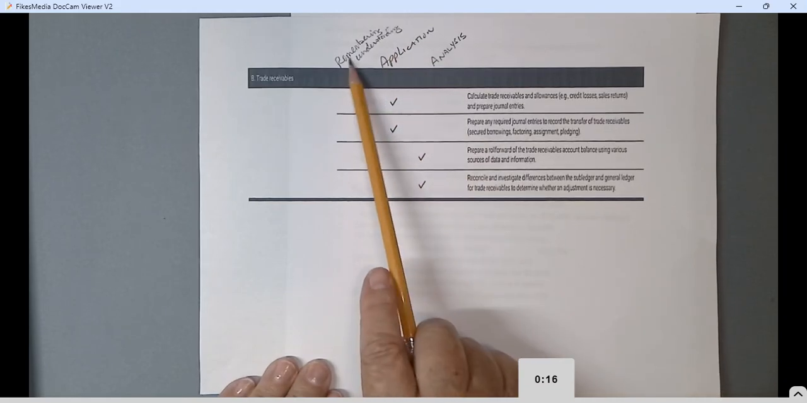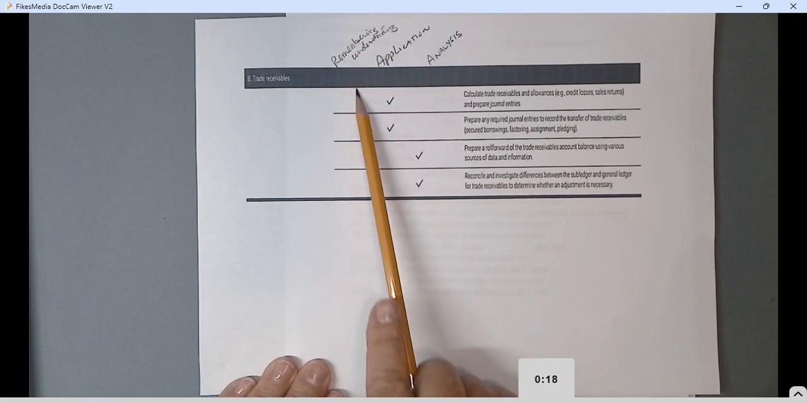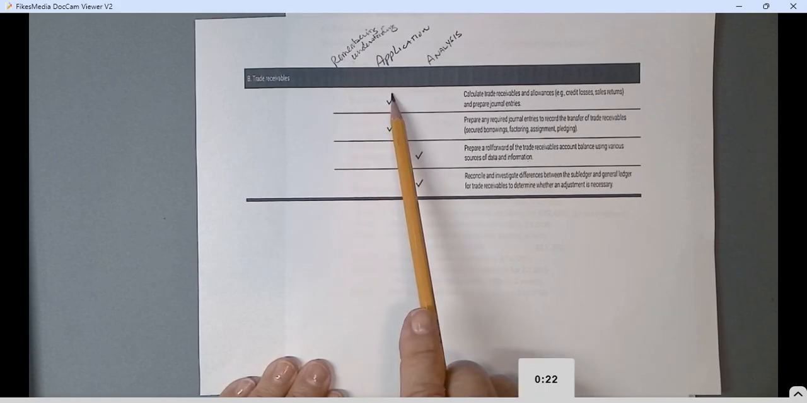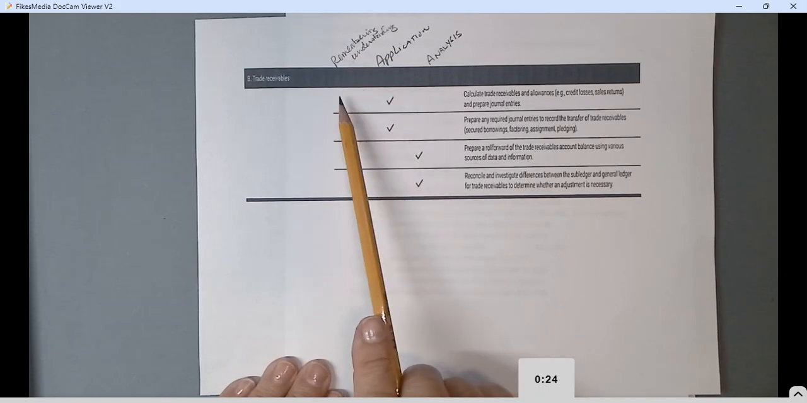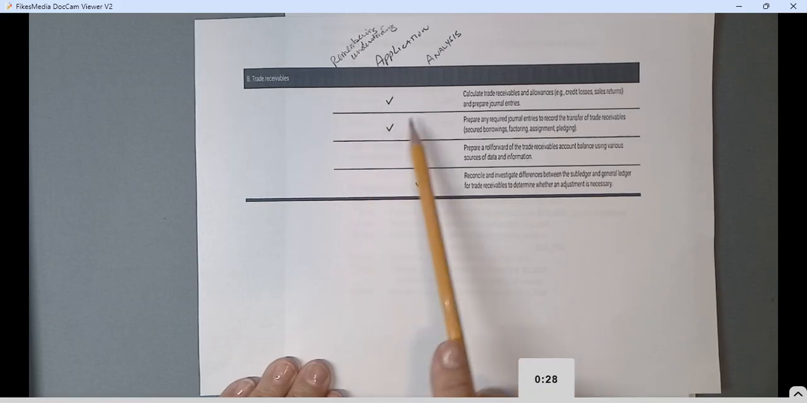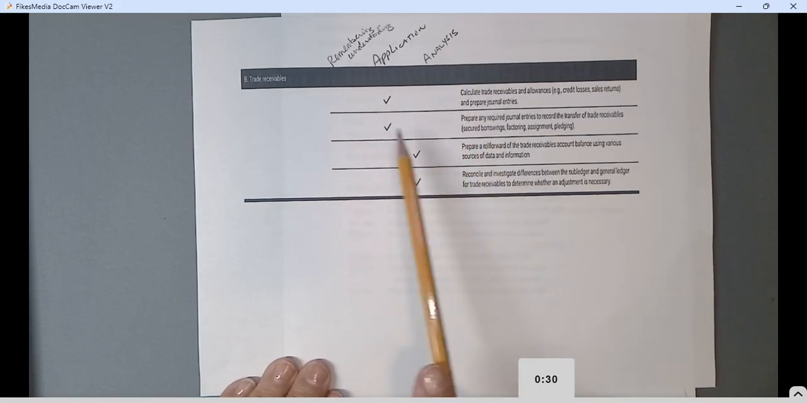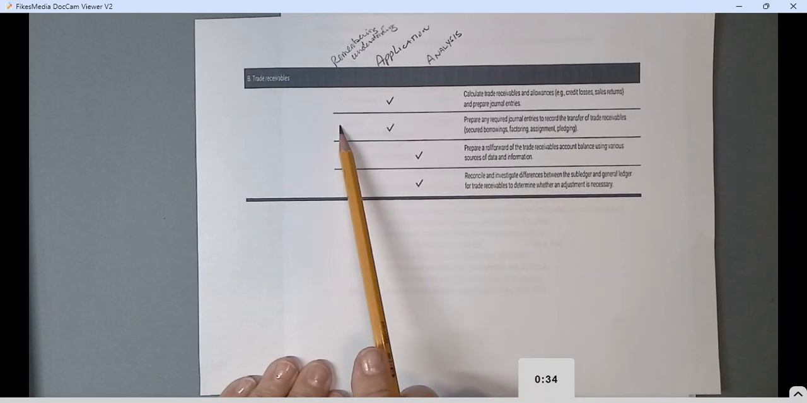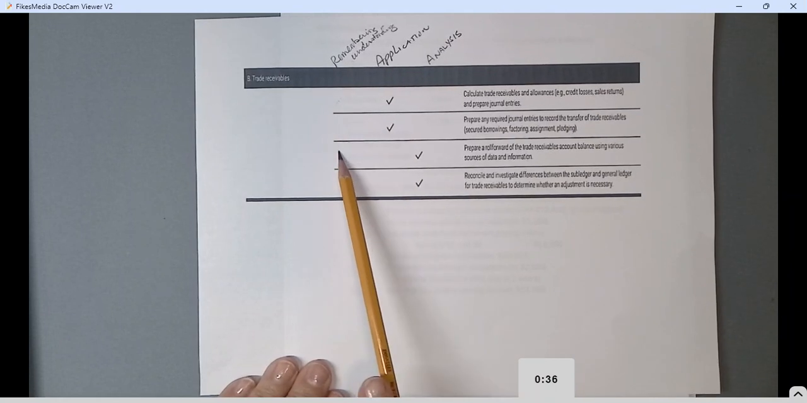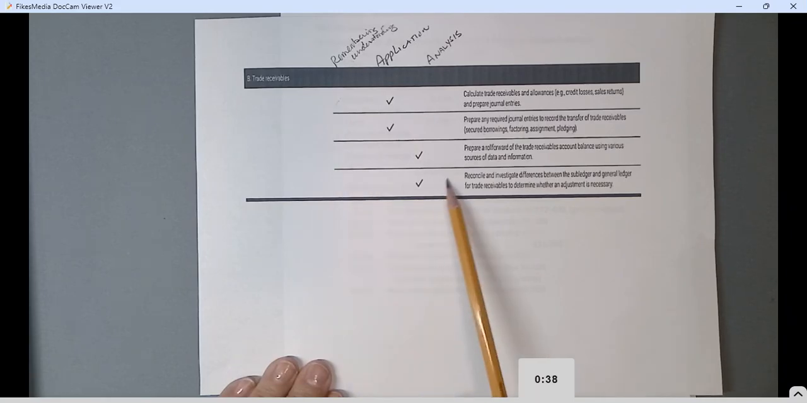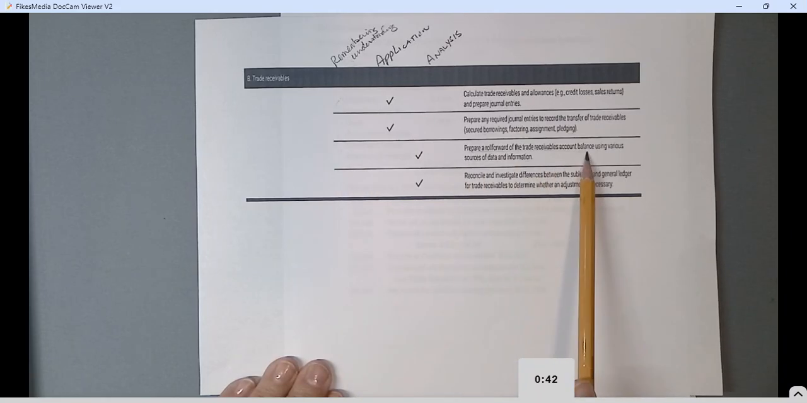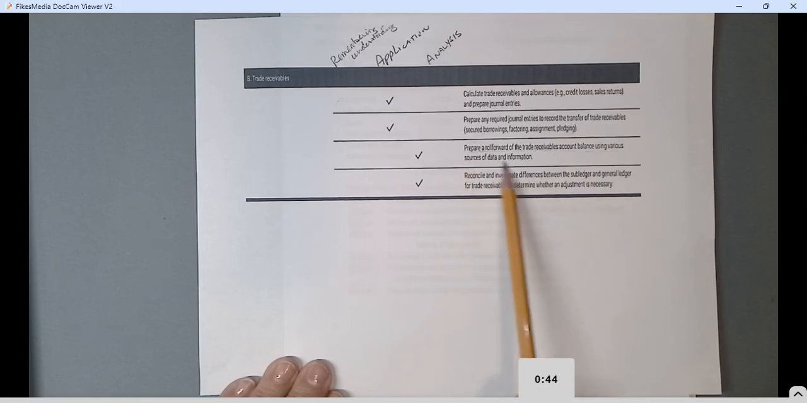And remember that remembering and understanding is our first basic level, our foundational level. So in order to do application, you need to remember and understand something. You have to remember the concepts. In order to do analysis, you need to know what the application was, and you have to also know the remembering and understanding concepts.